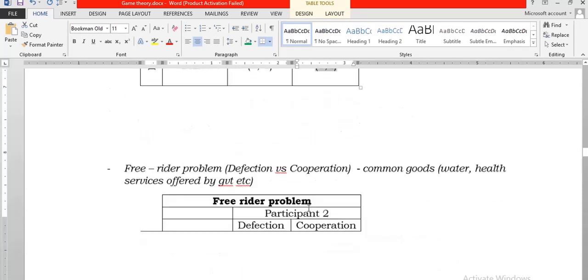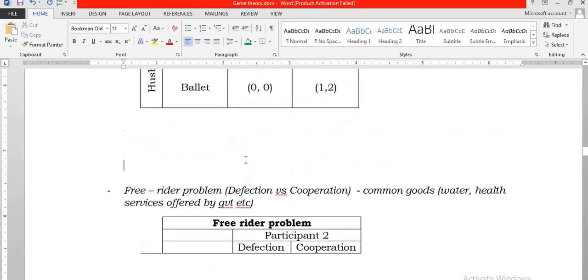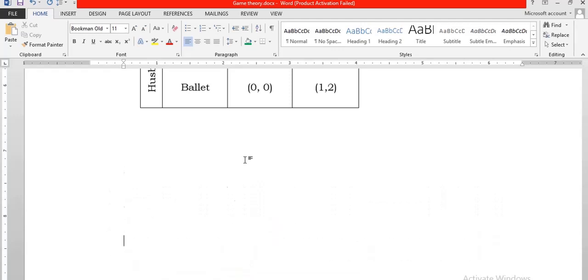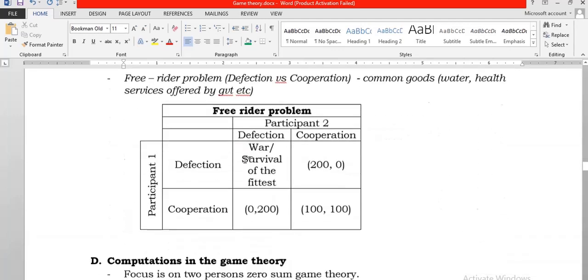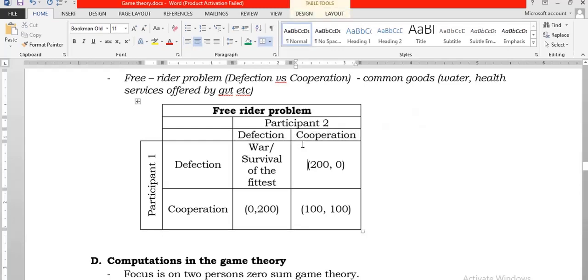Okay. Then we have another one called the free riders problem. In this free riders problem, we're talking about common goods, which include things such as water, health, services offered by government, and things of that nature. In this problem, there are two possible strategies participants can have: either you defect or you cooperate. When you have a common good, you can decide to cooperate with each other in utilizing that common good, so that it benefits everybody.